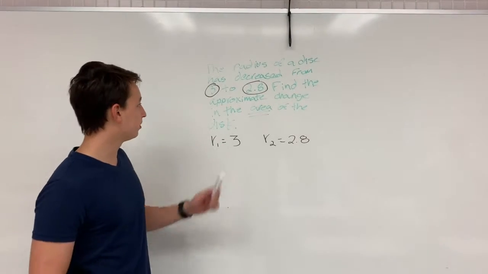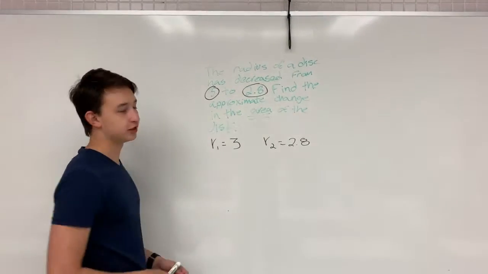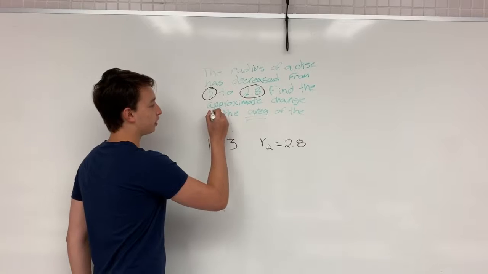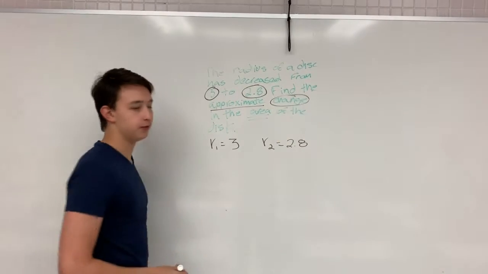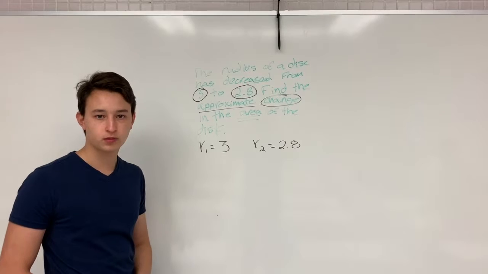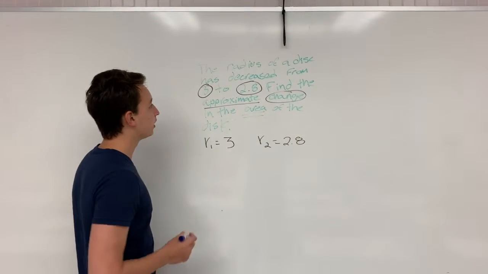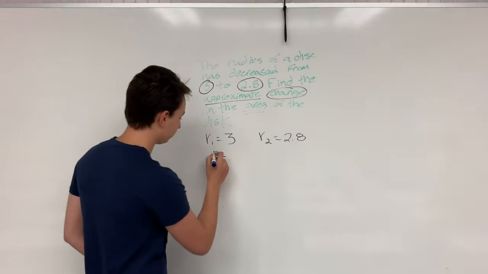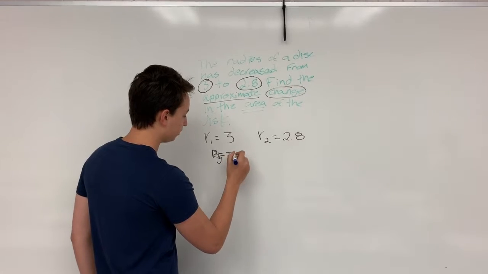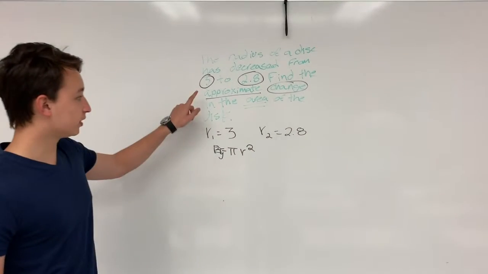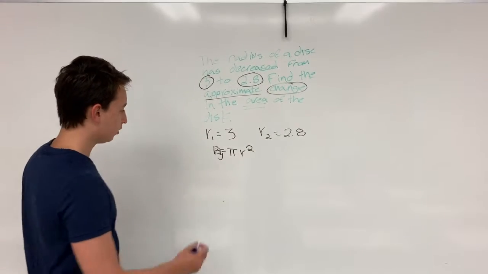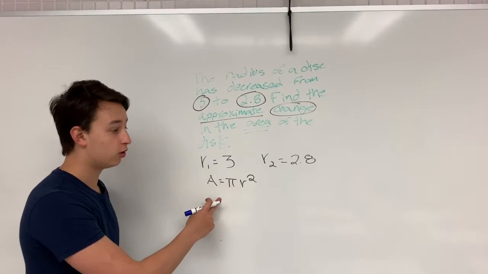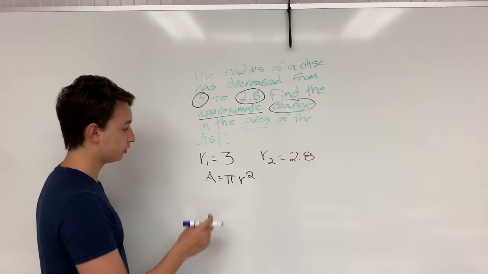Okay, so in this problem, we have a disk whose radius has changed from 3 to 2.8. So we need to find the approximate change of the area of the disk. First, we need the formula of the circle, which is pi times radius squared. This is the area of the circle. Because we have the approximate change, we need to take the derivative of this.